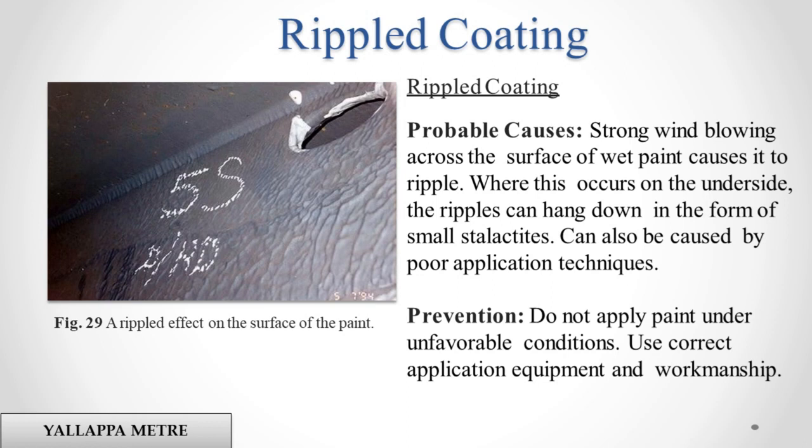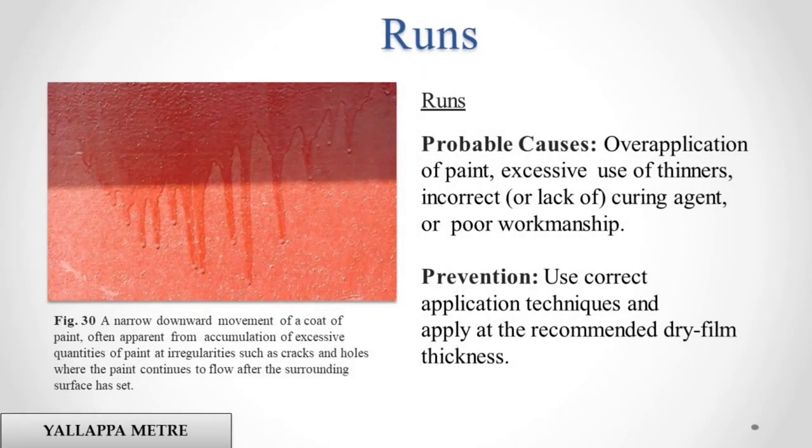Can also be caused by poor application techniques. Prevention: do not apply paint under unfavorable conditions. Use correct application equipment and workmanship. Runs. Probable causes: over-application of paint, excessive use of thinners, incorrect, or lack of, curing agent, or poor workmanship. Prevention: use correct application techniques and apply at the recommended dry film thickness.